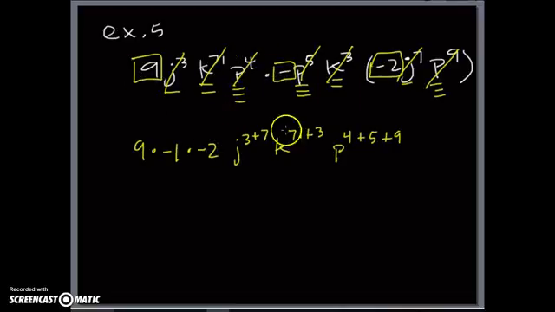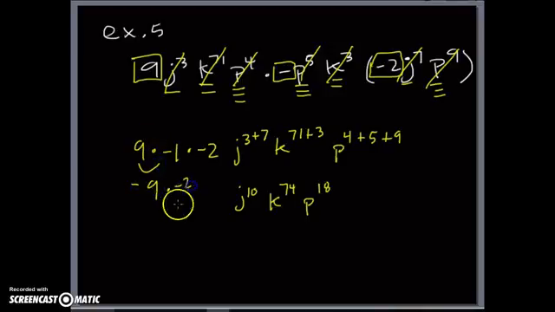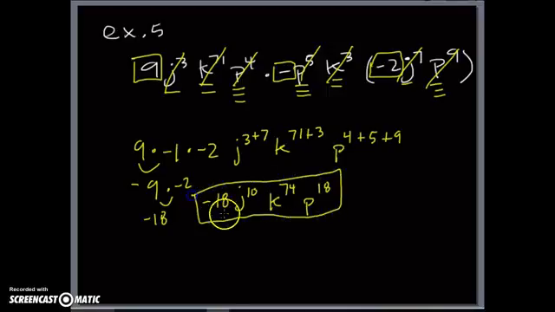We've got our constants being multiplied, and we've added up all of our exponents. Now we can go ahead and simplify. So we've got j to the 10th, we've got k to the 74th, and we've got p to the 18th. 4 plus 5 is 9, 9 plus 9 is 18. Now we can go ahead and multiply our constants. We've got negative 9 times a negative 2, which is a negative 18. So our final answer here is negative 18, j to the 10th, k to the 74th, p to the 18th. I'm going to do one more example.